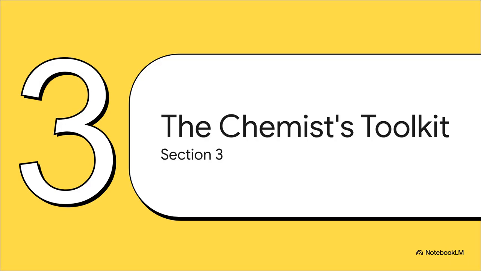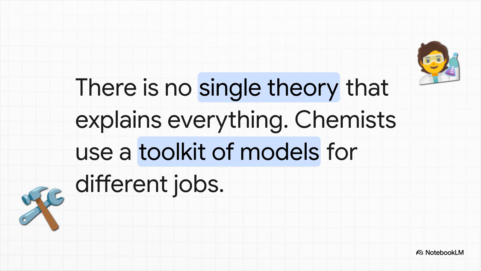So where does a rule like this fit into the grand scheme of chemistry? Well, for that, we need to open up the chemist's toolkit. The thing is, in science, there's almost never one single theory that explains absolutely everything. It's more like having a toolkit. We have lots of different models, and we learn to use the right tool for the right job. VSEPR gives you a quick and dirty guess about the shape. Bent's rule comes in and refines that guess with incredible precision. And other theories, well, they answer totally different questions.